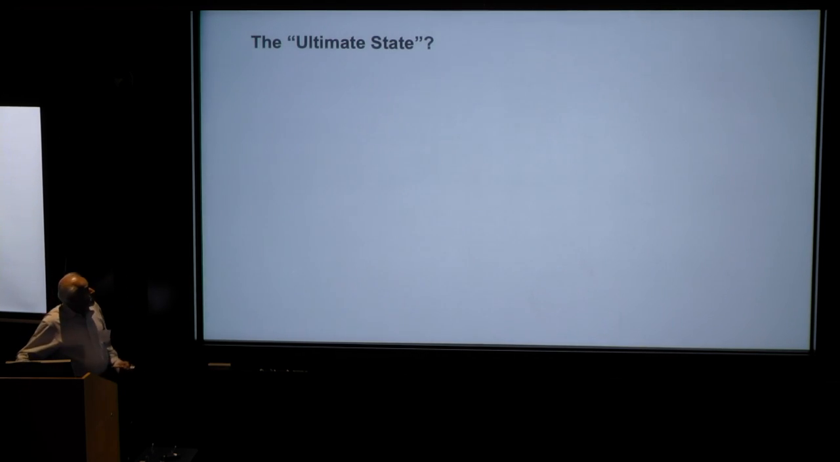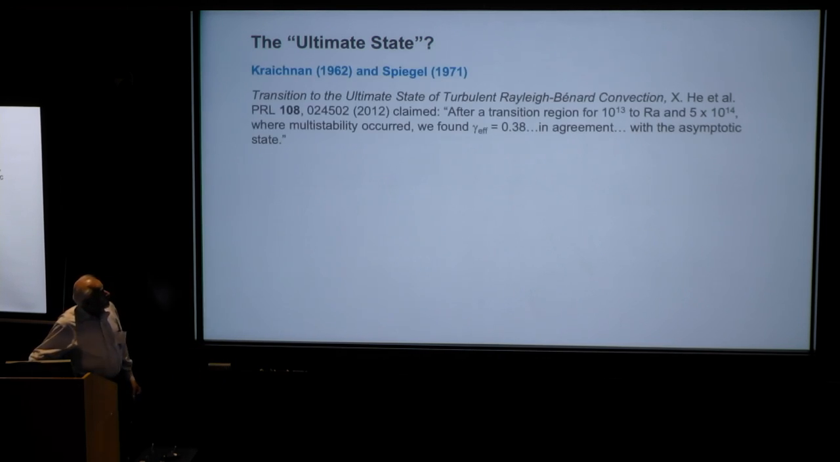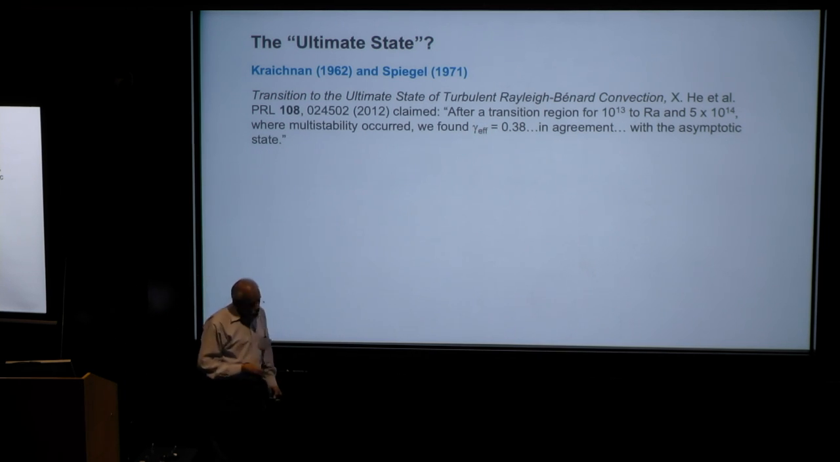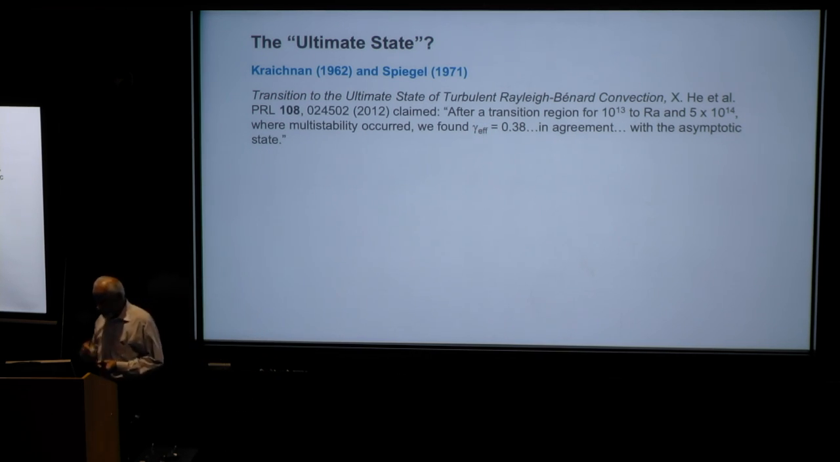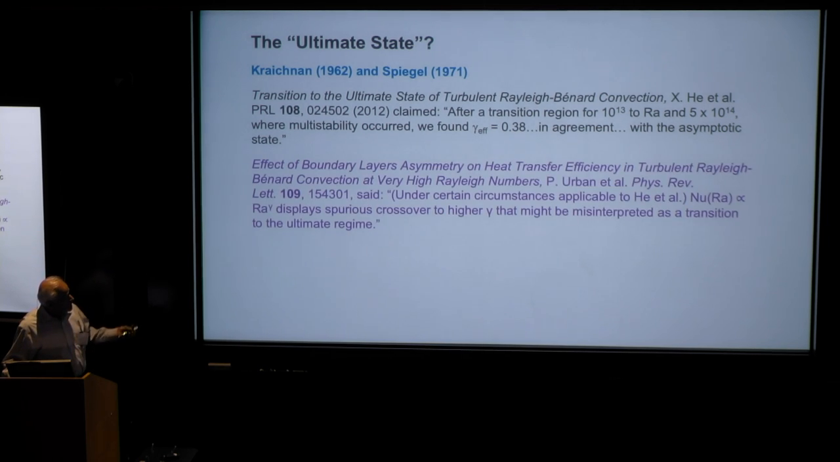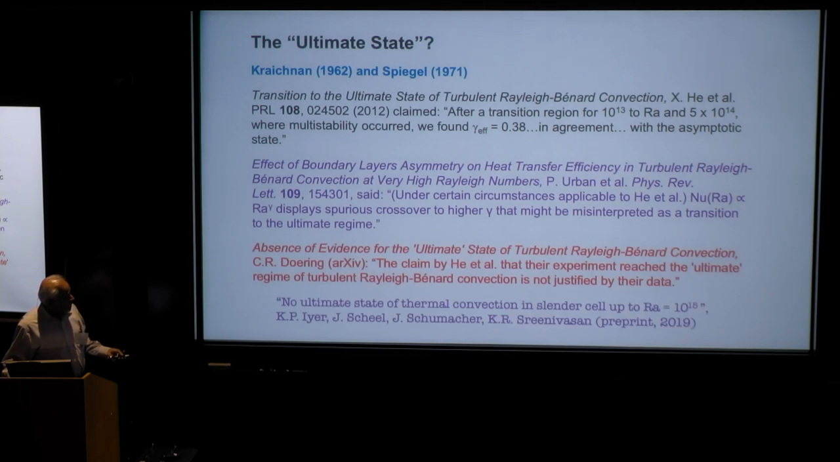But then there is the so-called ultimate state, which is what everybody is trying to find out if it is true or not, coming from Kraichnan and Spiegel, which says that the power law is like a half. In fact, there was one paper which said, well, the last two data points in the experiment showed a tendency to 0.38, and therefore they thought it was the ultimate state, which has been challenged here and here.